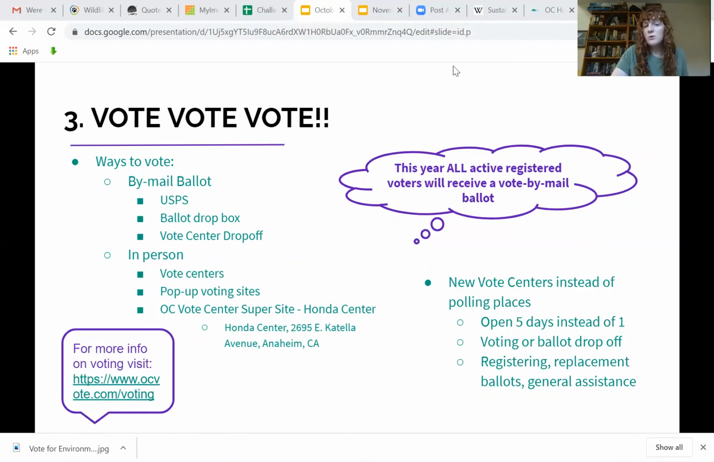So if you want any more information on voting, you can go to ocvote.org/.com/voting, and this will have any other information you might need for local Orange County, whether it's locations of ballot drop boxes or locations of vote centers and pop-up voting sites.